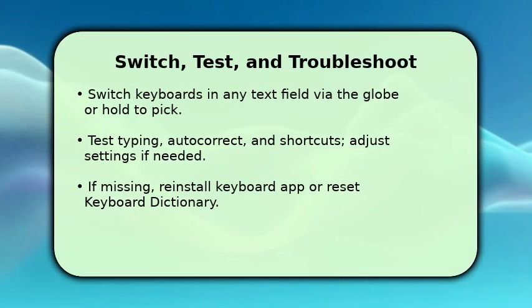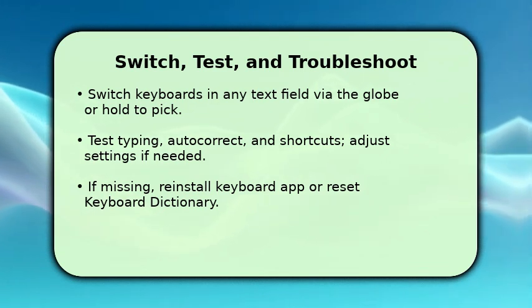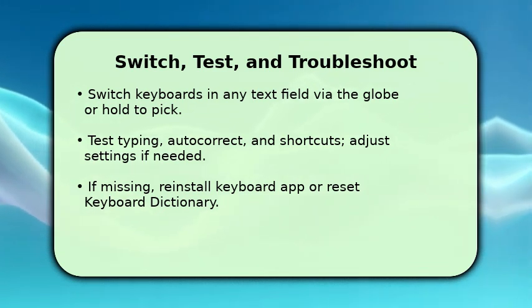You finish by switching to the new keyboard in any text field. Tap the globe icon or hold it to choose from the list. Test typing, autocorrect behavior, and shortcuts to confirm settings.